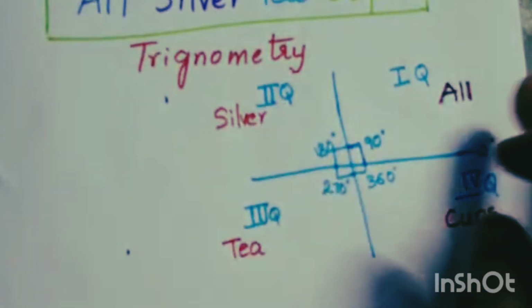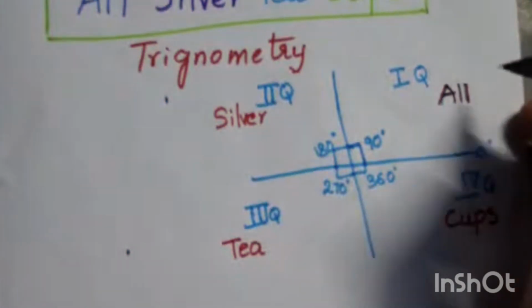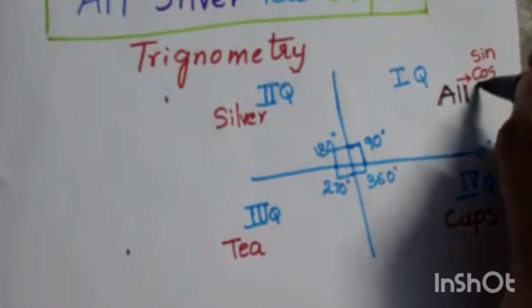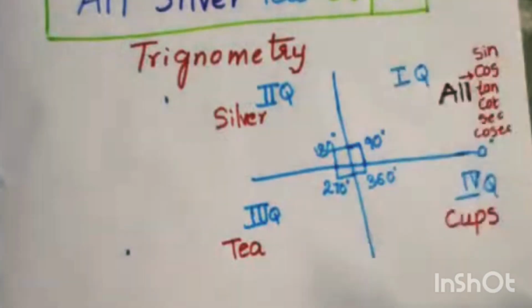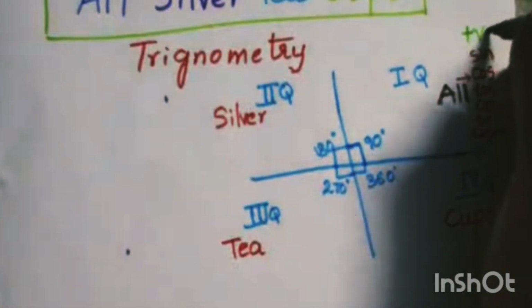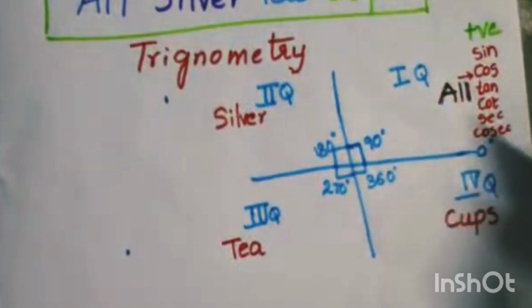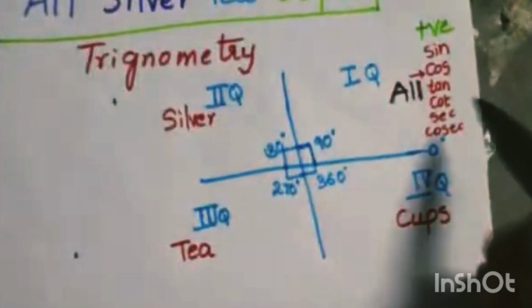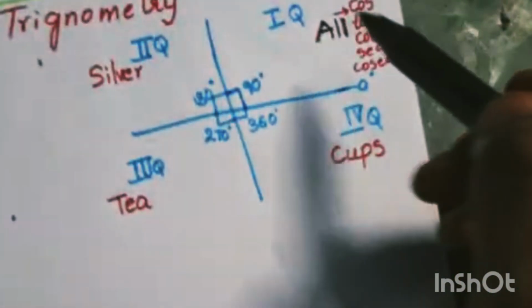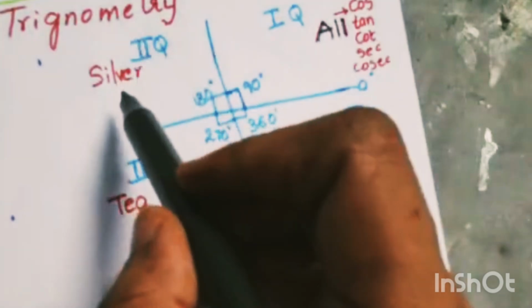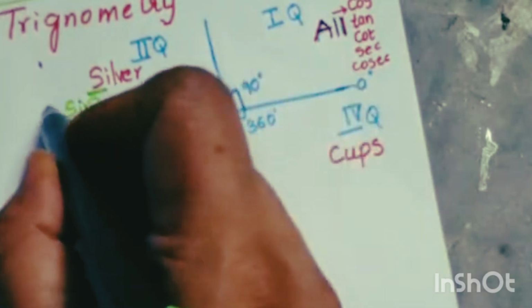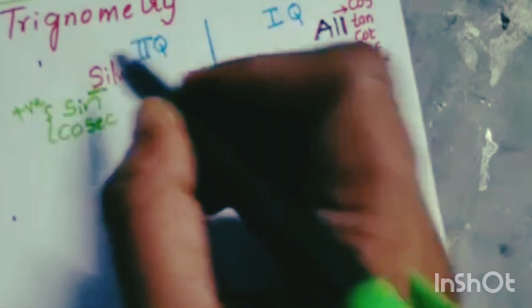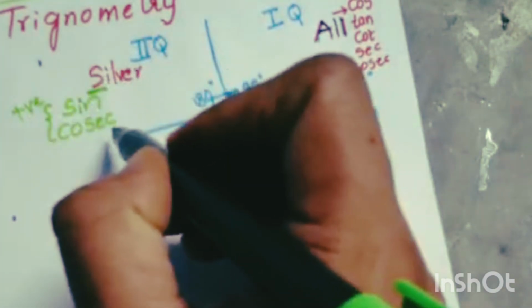Coming to the point, what is meant by All? All means sine, cos, tan, cot, sec, cosec. These are all positive. All means positive. Now All is completed. Now Silver means what? S means sine and cosec. These two are the only positives in that quadrant. S means sine and cosec.